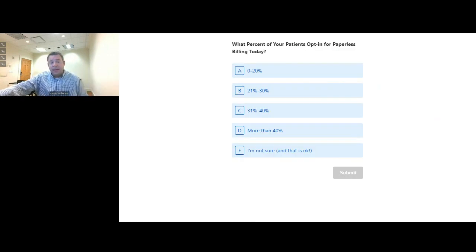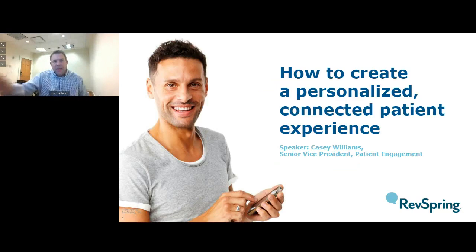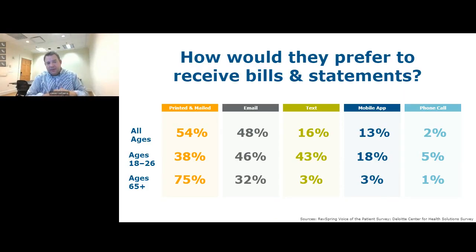What percent of patients opt in to paperless billing today, in terms of your patient population? 0 to 20, 21 to 30, 31 to 40, more than 40%, and again, not sure. Oh, I might have skipped ahead too much. I apologize for that. How would they prefer to receive statements and bills today?